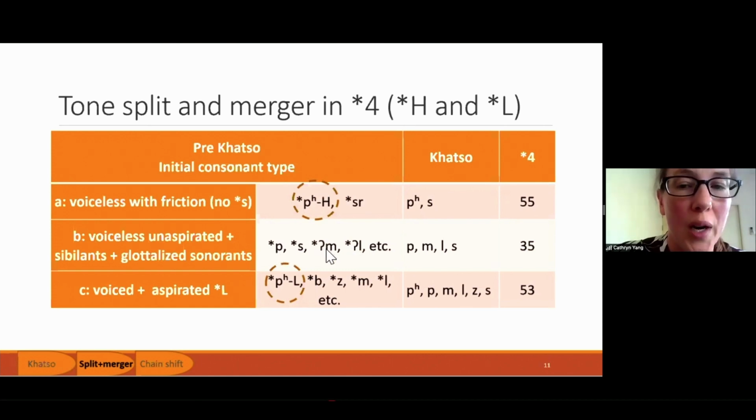But for other historic initial types, they were conditioned by the pre-Khatso initial consonant type to show this three-way tone split, with row A showing a high level tone, row B a high rising tone, and row C a high falling tone. Now row A, B, and C are basically the same as the tone box I just showed you for 1, 2, and 3. The only difference is sibilants. Sibilants are included in row B, so they also show this 3-5 tone.